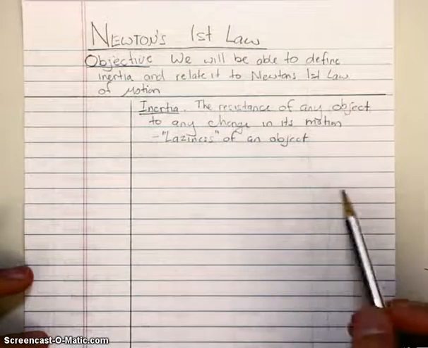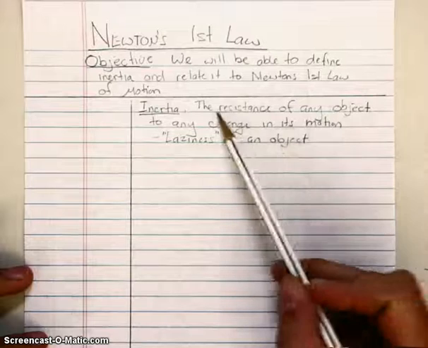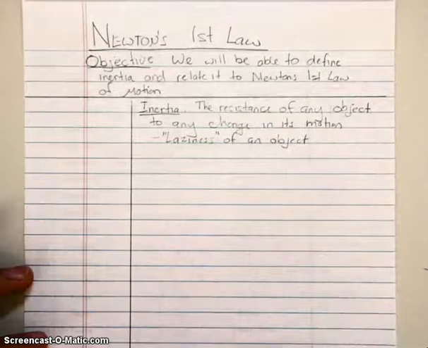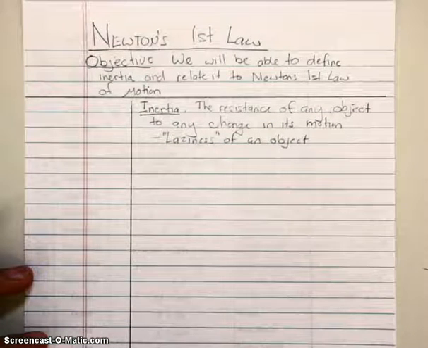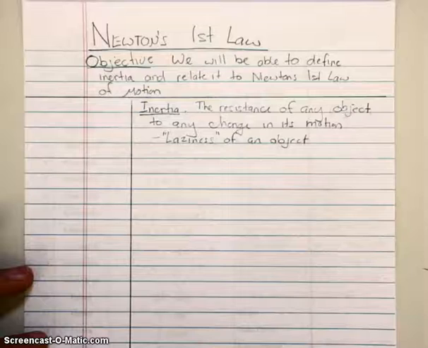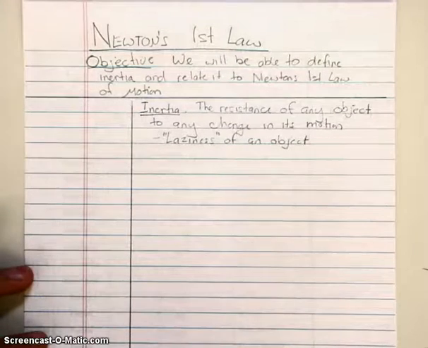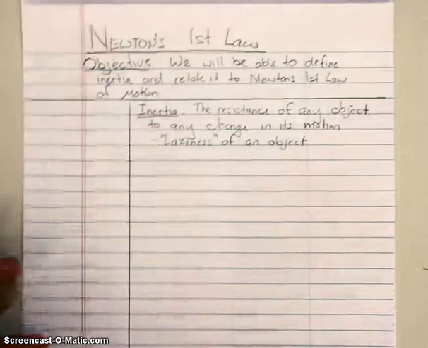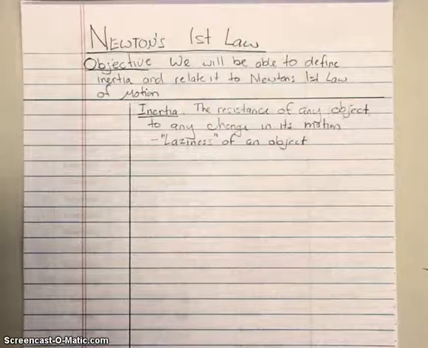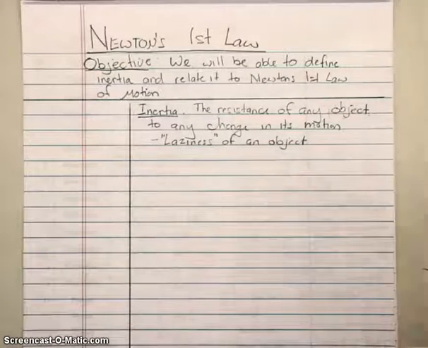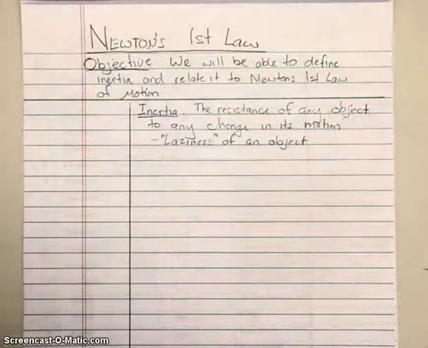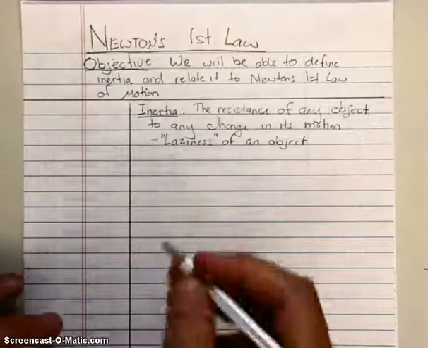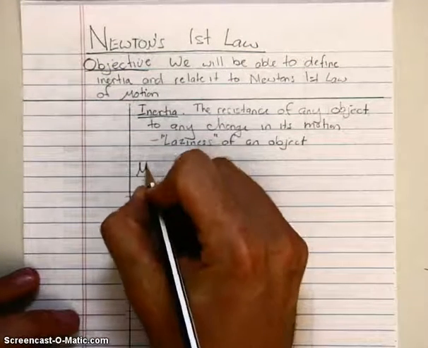So if we look at our definition here, inertia is the resistance of any object to any change in its motion. Some people have even called it the laziness of an object. And really that's come from the fact that objects don't want to change what they're doing. They're, in essence, lazy. Objects at rest want to stay at rest. Objects in motion want to stay in motion. So this is where we get Newton's first law.